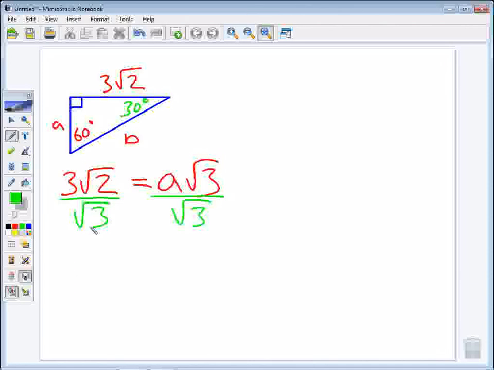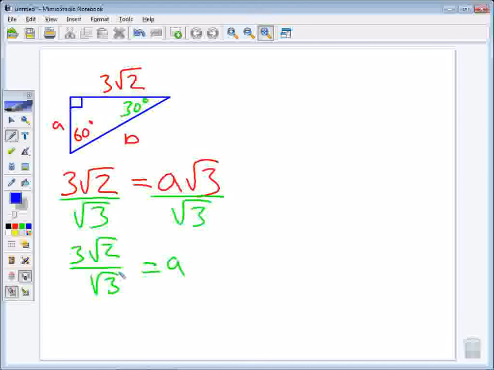So now I have 3 square root of 2 divided by square root of 3 equals A. But you see I have two square roots, one in the numerator, one in the denominator. And I can't have one in the denominator anyway. So what do I do now?